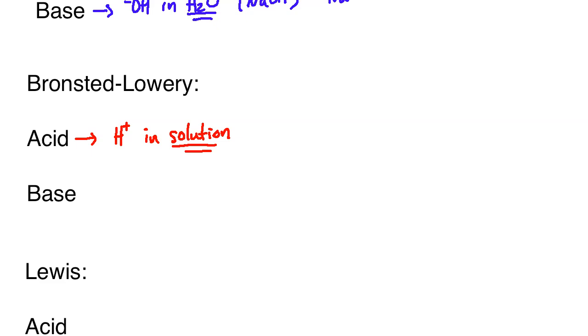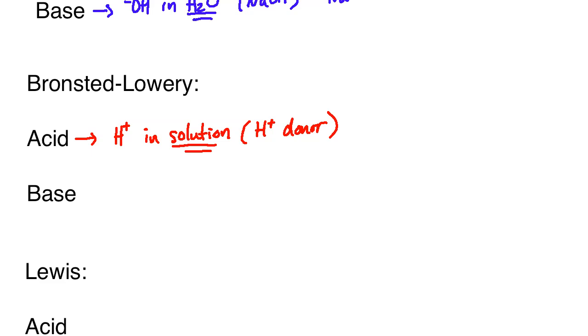Okay, and a lot of times people will talk about this. You'll hear the term donor. Okay, so if we're talking about an H+ donor, it's anything that can give off an H+. Again, the main difference here from the Arrhenius definition is that this does not have to be in water. But other than that, it pretty well holds true to what the Arrhenius definition has.